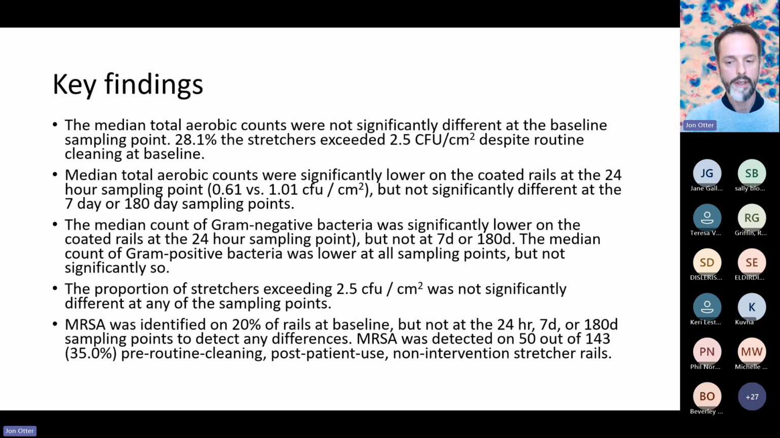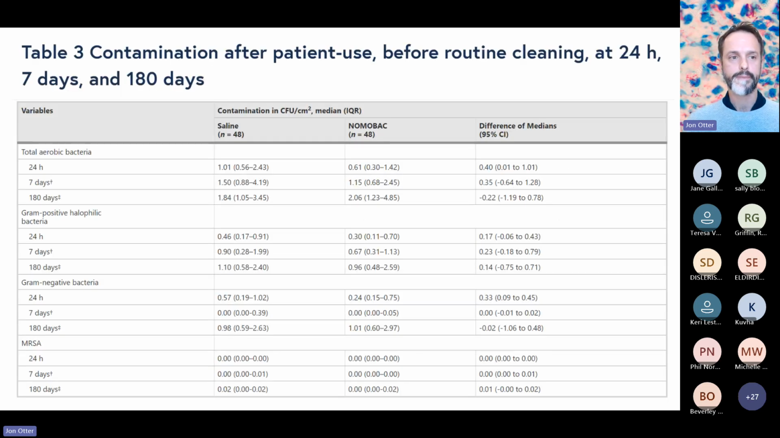The study did show that MRSA was detected on 35% of the pre-routine cleaning post-patient use non-intervention stretcher rails, although I struggled to tease out, if I'm honest, from the study, the comparison with the intervention rails here. So I think it was to do with very low levels of MRSA that were detected overall, which made the comparison difficult. So here we are. This is those data that I've summarized in table form.